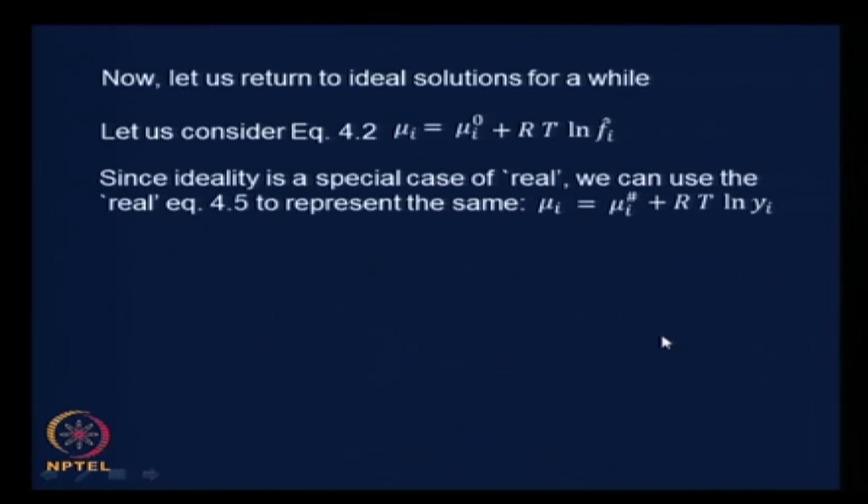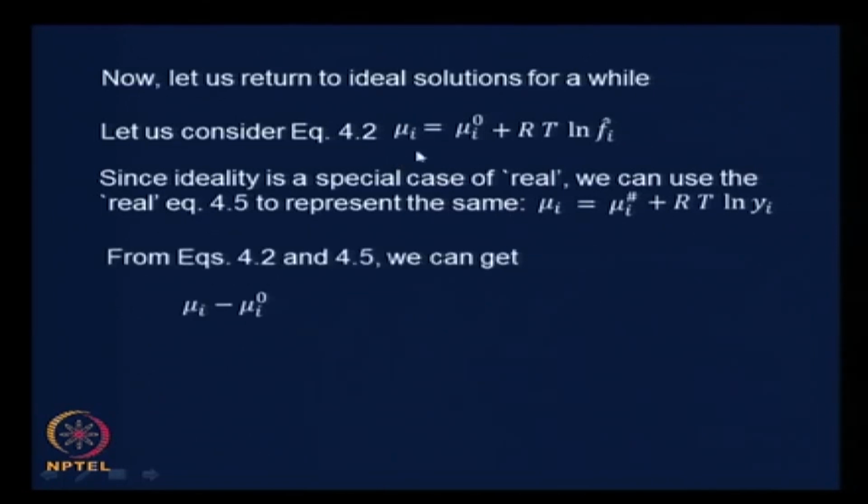Now from equation 4.2, just by transposing this equation, or in other words subtracting mu I naught from both sides, we get mu I minus mu I naught equals RT ln Fi hat. And doing the same thing to equation 4.5, we could write mu I minus mu I hash equals RT ln yi.